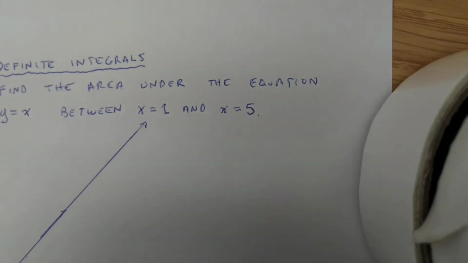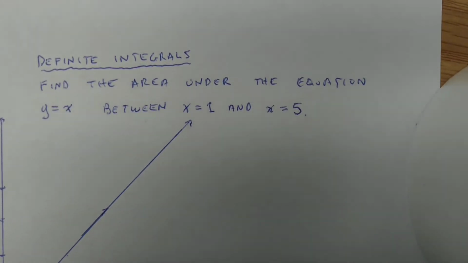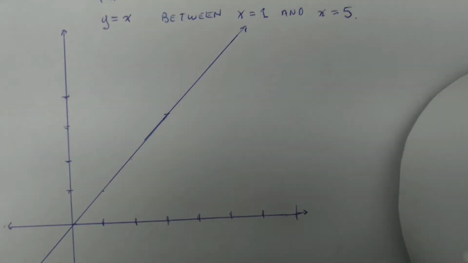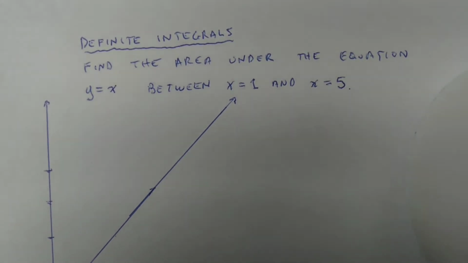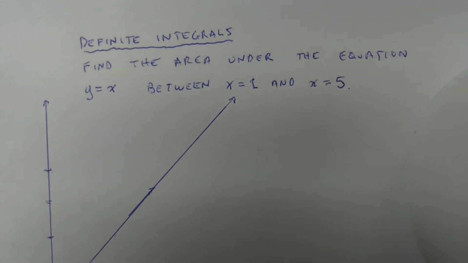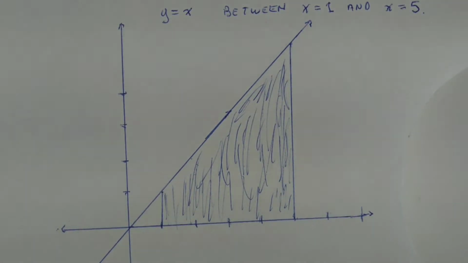But with the A-levels terminology, under the equation means between the line y is equal to x and the x-axis. So that's what under means. Please be careful of that. Now that I've explained that, we can proceed.